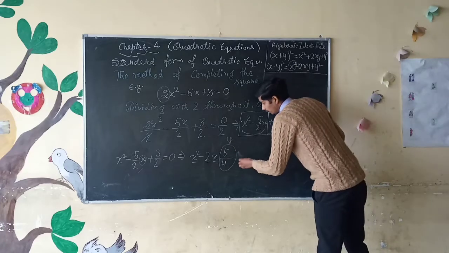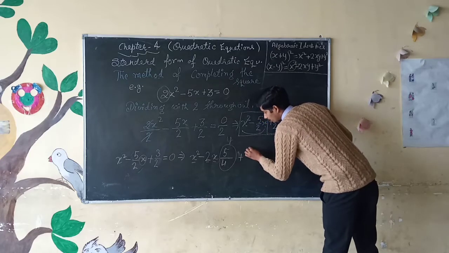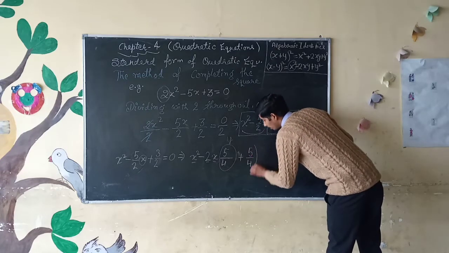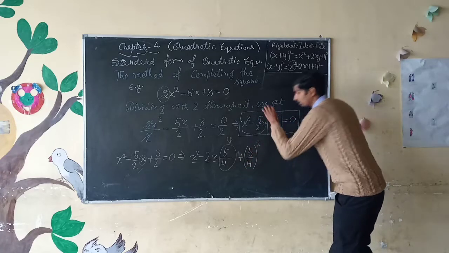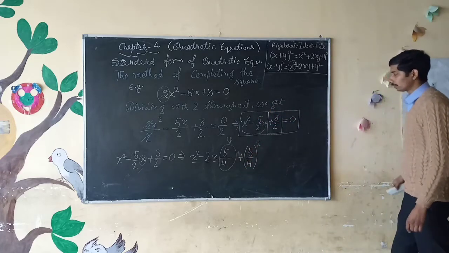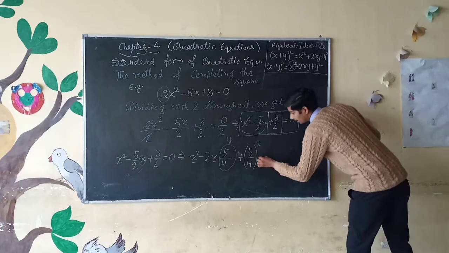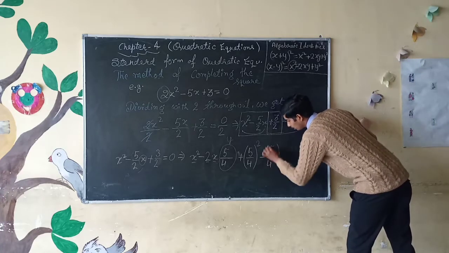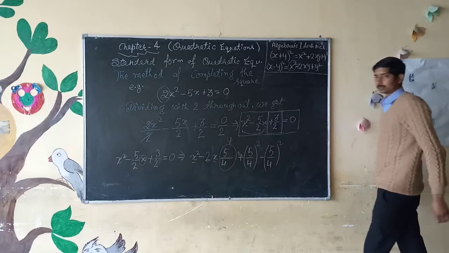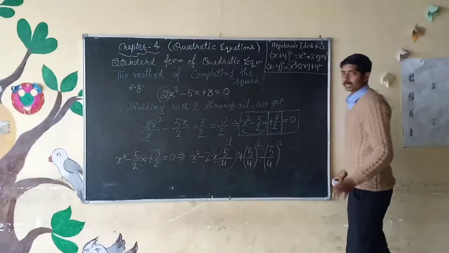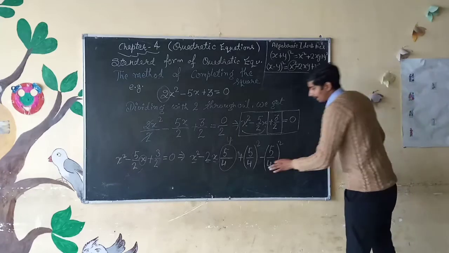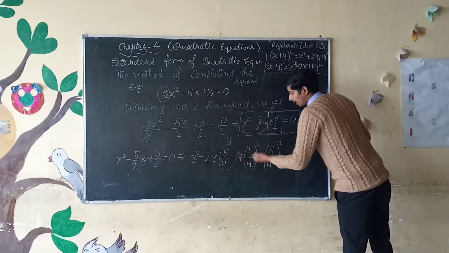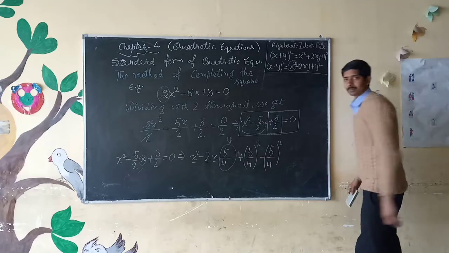Now plus, if I write here 5 upon 4 whole square, and then I write here minus 5 upon 4 whole square. Is there any problem? I have added the square of y and subtracted the square of y.